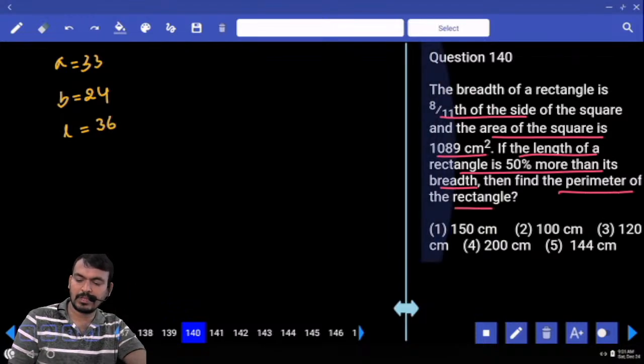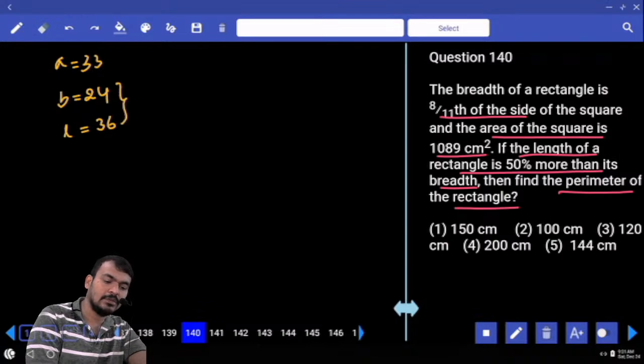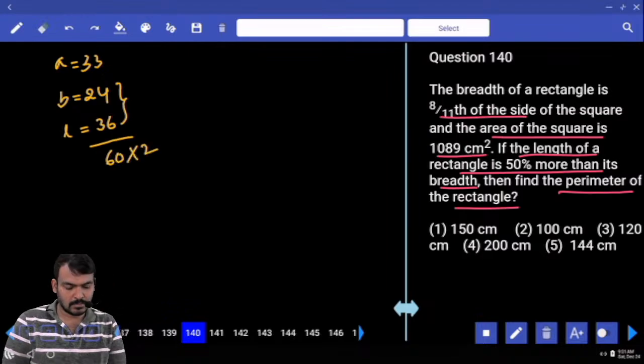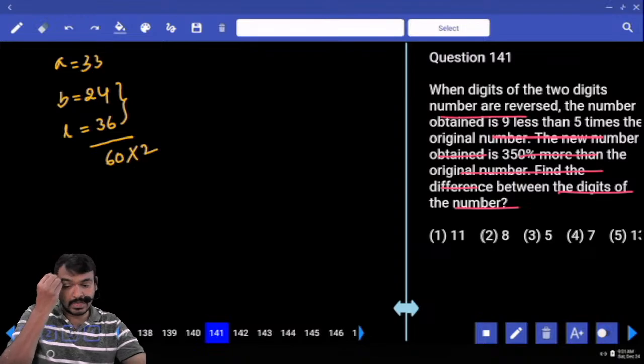But we require the perimeter. Both are added and multiplied by 2. 24 plus 36 is 60, into 2 is 120.